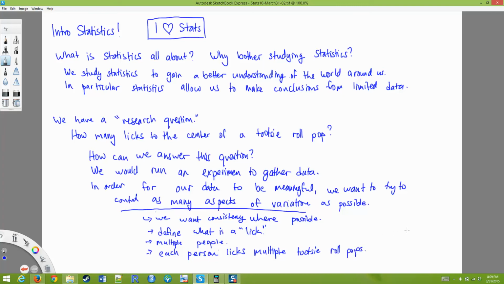And we'd probably have to gather data at least like this. Now, maybe you find 20 people to volunteer. You give them instructions on how to lick a Tootsie Roll Pop, and you say, this is what a lick looks like. And you have each of these 20 people lick maybe 3 Tootsie Roll Pops and have them count until they get to the center. And you gather data. So you get, what, 60 points of data that way. Now, do you think if you take the average of those 60 points, that would be a reasonable answer to the question, how many licks to the center of a Tootsie Roll Pop?